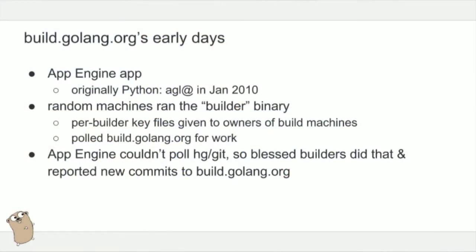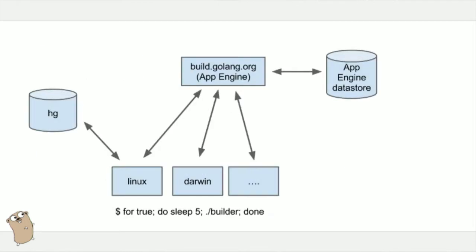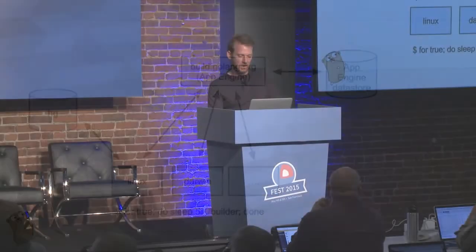So it started out just being an App Engine app, and every machine basically connected to the App Engine app and polled it for work. And because App Engine can't do outgoing requests, or at least it couldn't in 2010, it couldn't pull from the repository to even see if there was extra work to do. So instead, one of the builders was blessed as a commit builder, and it would pull from, at the time, Mercurial. We weren't on Git yet.